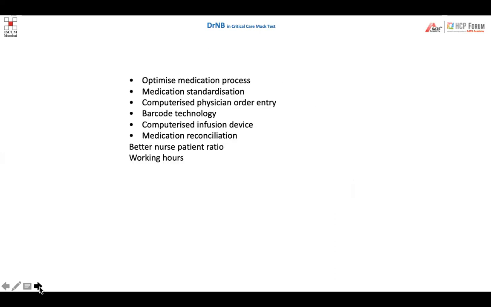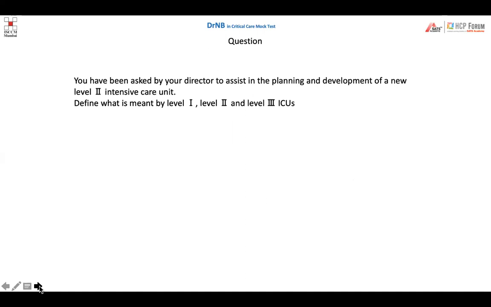Factors for minimizing medication errors: optimize the medication process, standardize it, computerized entry should be there, clear entry, barcode technology to identify, computerized infusion devices, and reconciliation of medication. Better nurse patient ratio and working hours also adds to the medication safety process.